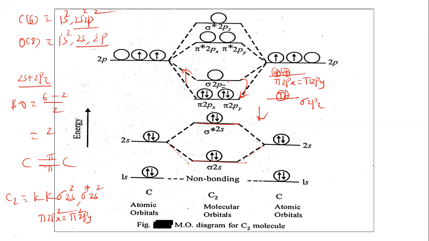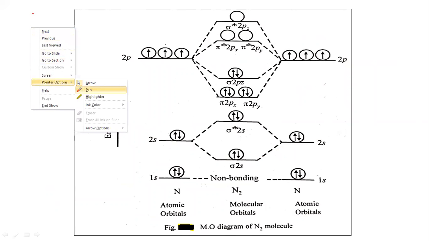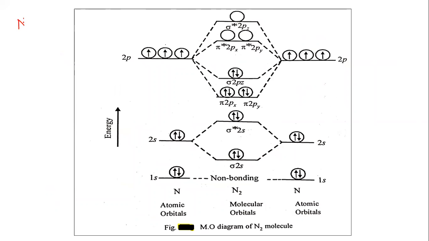Let us see now the next molecule, that is the nitrogen molecule. This is the MO diagram of the nitrogen molecule. So let us write here the electronic configuration of the nitrogen atom. Nitrogen has atomic number 7. So it has 1s2, 2s2, 2p3. So in the nitrogen molecule there are a total of 14 electrons. Okay. B2 molecule, total 10 electrons. C2 molecule, total 12 electrons. Now the N2 molecule has a total of 14 electrons.